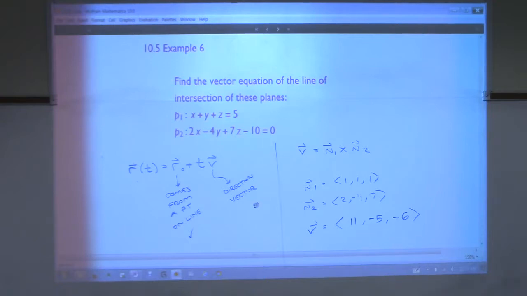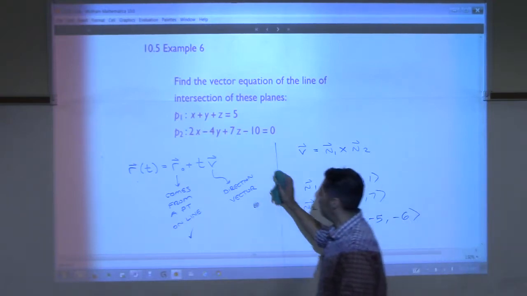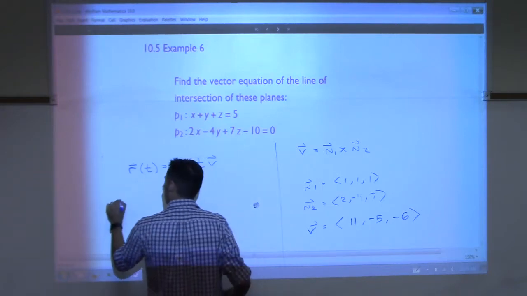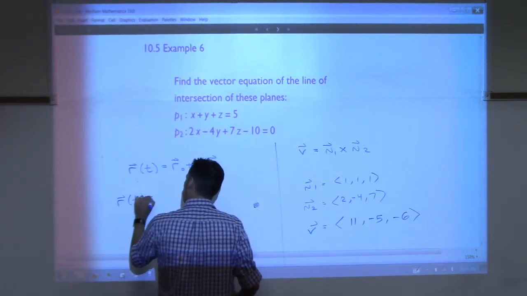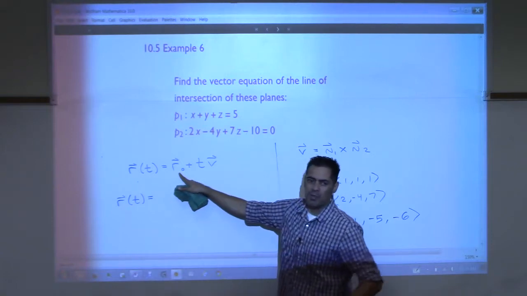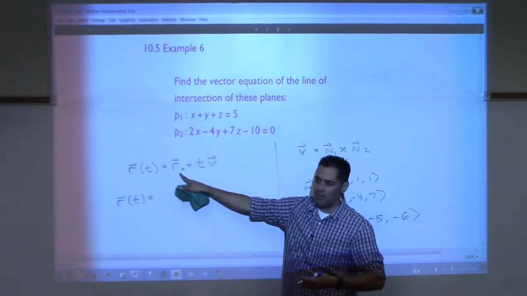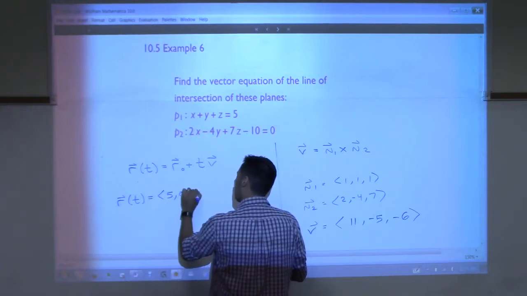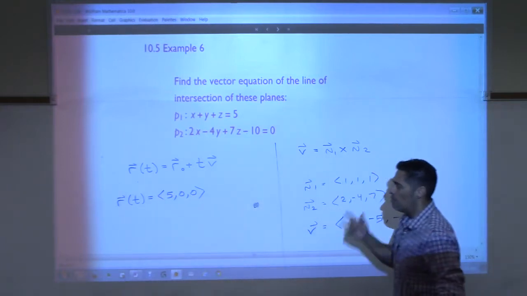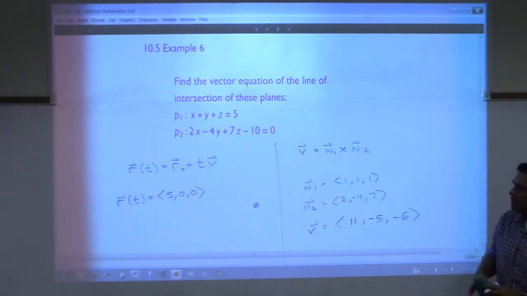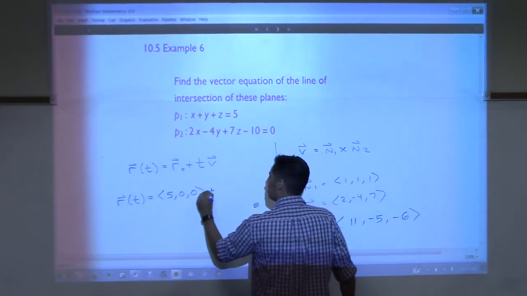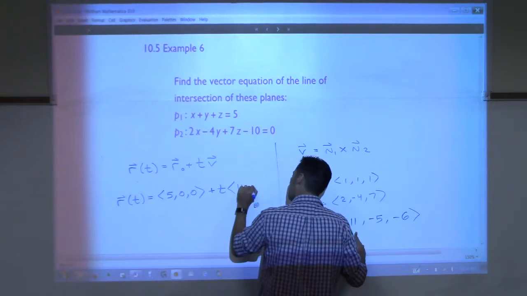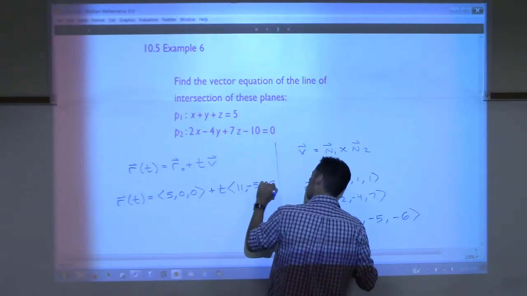So we're ready. We'll come back over here. I'm going to write the vector equation of the line. R of t equals R0, which was any point on the line written as a vector. So this would be the vector 5, 0, 0, right? That's the one we found. Plus t times the direction vector, which was 11, negative 5, negative 6.